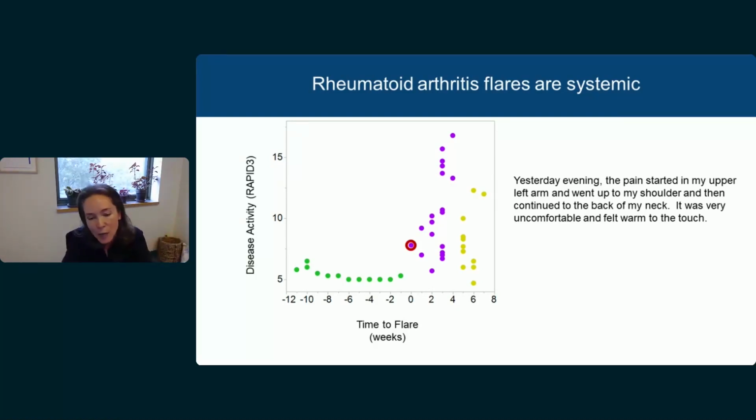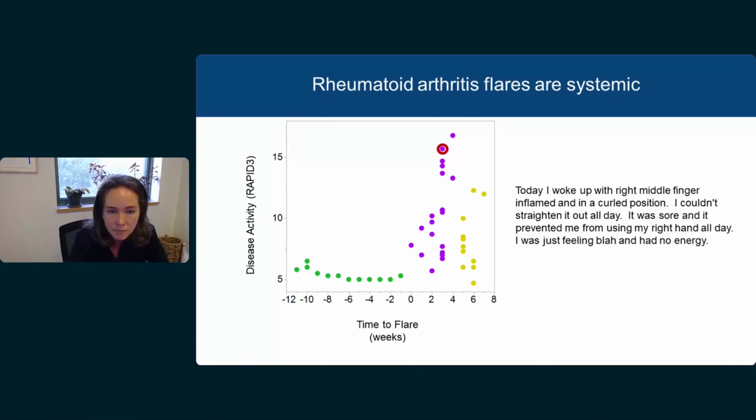And on the back of our RAPID-3 form, we had an area where the patients could free text what was happening during a flare. So I'm just going to walk you through the clinical scenario of what it's like. And she wrote, yesterday evening, the pain started in my upper left arm and went to my shoulder and then continued to the back of my neck. It was very uncomfortable and warm to the touch. And now her symptoms sort of stay like that.